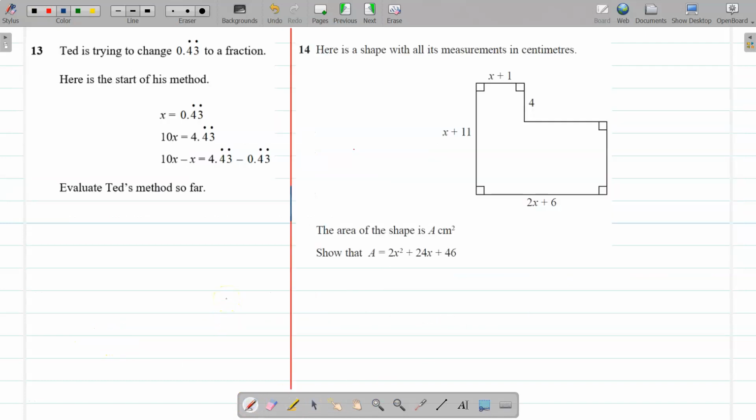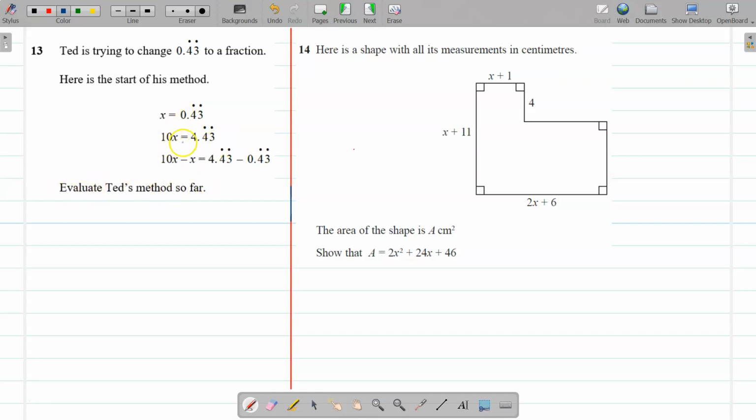Okay, question 13. Now, Ted is trying to change this recurring decimal into a fraction. Okay, and he started his method. He said x is 0.434343, and then he said 10x is 4.434343. Well, it's gone wrong at that point. Okay, we've got to say what's wrong with it.